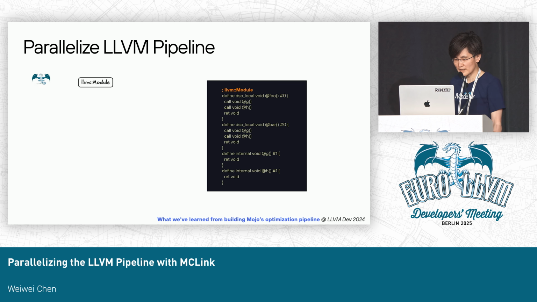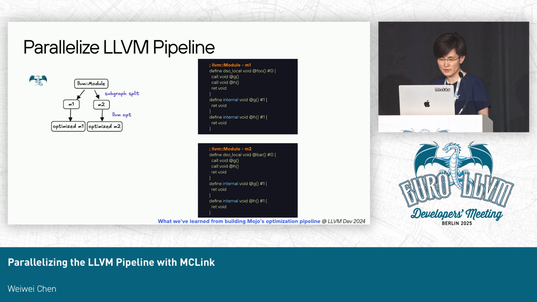This is also from last year's talk, but here is a quick concrete example to show what this splitting looks like. We have an LLVM module with two externally visible functions, foo and bar, and two internal functions, G and H. G and H are called by foo and bar. At the first level of subgraph splitting, we split the module into two subgraphs, one for foo and one for bar, and we copy and duplicate G and H in each subgraph, so that we can see the whole function call stack.